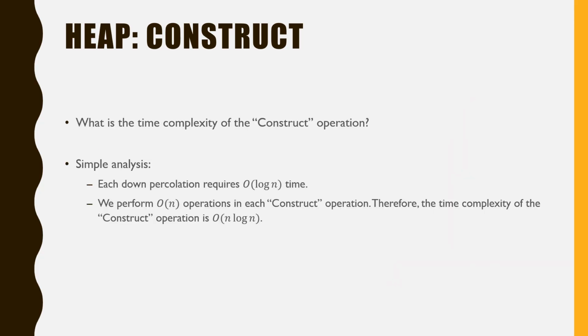Next, we will analyze the time complexity of the construction operation. From the previous video, we know that the total number of swaps performed during a single downpercolation is upper bounded by the height of the heap, which is O(log n). Therefore, the time complexity of a single downpercolation operation is also O(log n). Since there are at most n nodes to downpercolate, the total time complexity of the construction operation seems to add up to O(n log n).